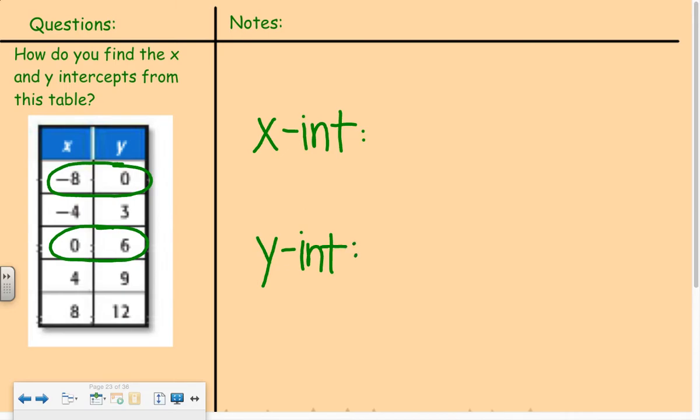So when y is 0, my x-intercept is whatever this number is. So my x-intercept, because it's under the x column, is -8. And then when x is 0, my y-intercept is whatever the y number is. So 6. So look for those zeros. Whatever number is under the x column is your x-intercept. Whatever number is under the y column is your y-intercept.